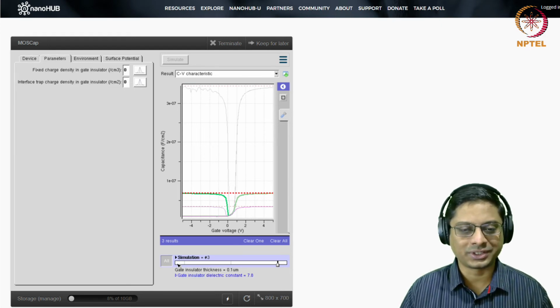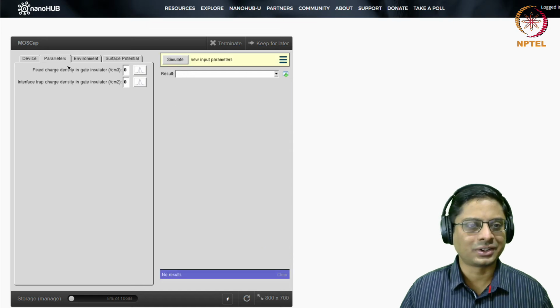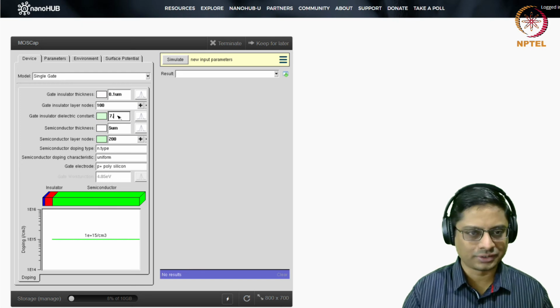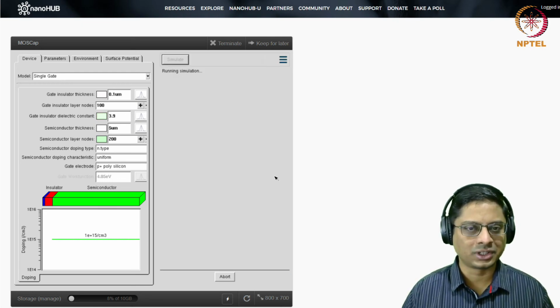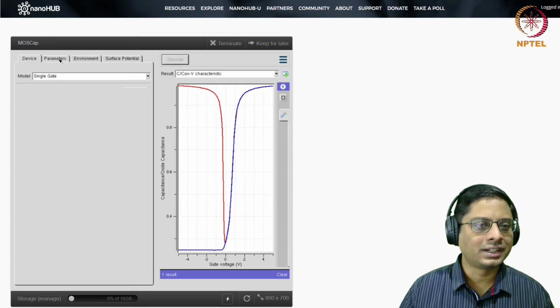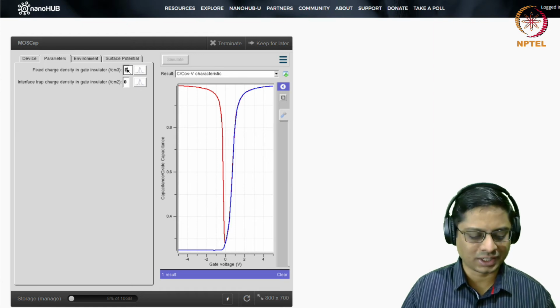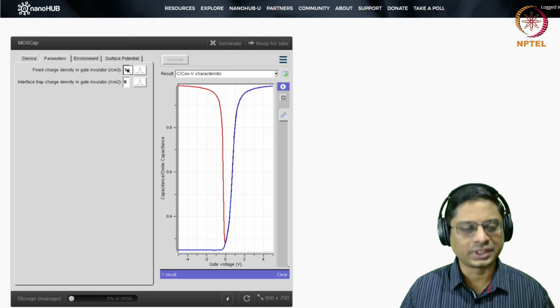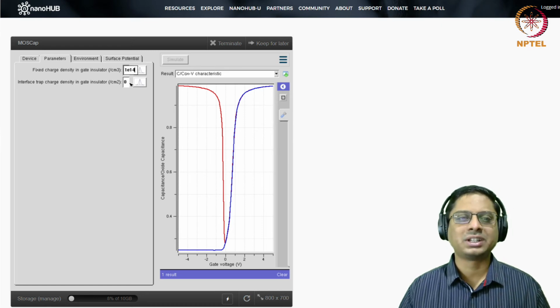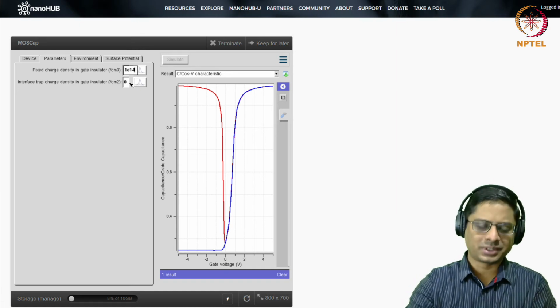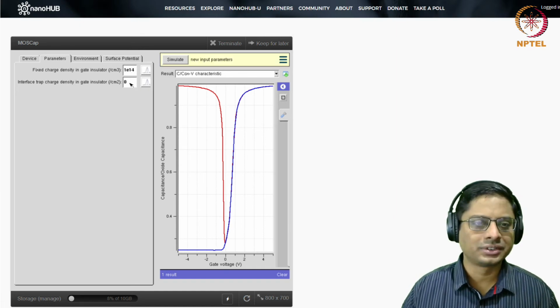Okay, this is interesting. Let me just try it once. I'll clear all. I'll go back to my original standard configuration of 0.1 microns and 3.9. I'll just load the default simulation. And now if I add, let's say, a fixed charge, 1E14. I don't know, it's a large number, okay? Generally, it's quite a large number. Maybe, yeah, let's try it out.